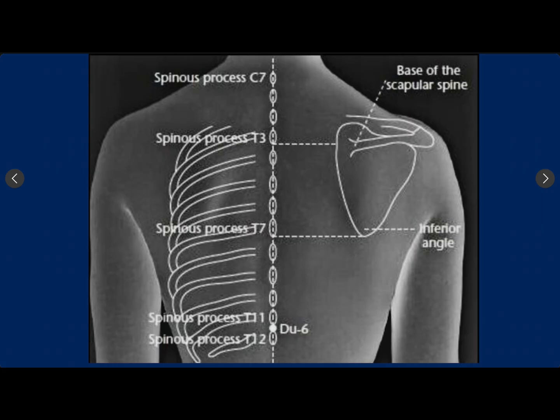This is an image. This is the root of scapula. This is T3 level. Superior angle corresponds to T2 level and inferior angle corresponds to T7 level.